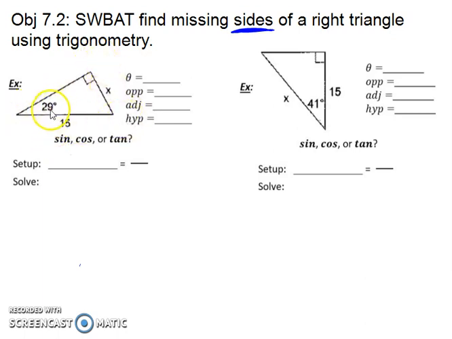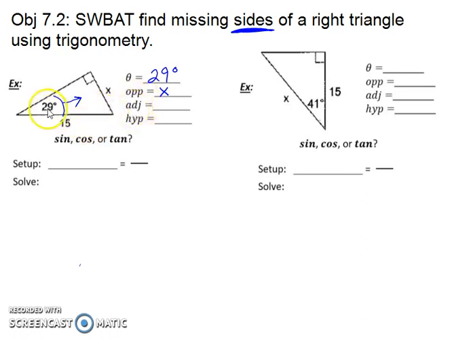We've got 29 degrees as a reference angle. One side that we are looking for is x that we don't know, and this side here is 15. So let's start by labeling what we know. So our reference angle theta is 29 degrees. So I'll just write that down. The opposite side is the side that's across from 29 degrees. So in this case, that is the x.